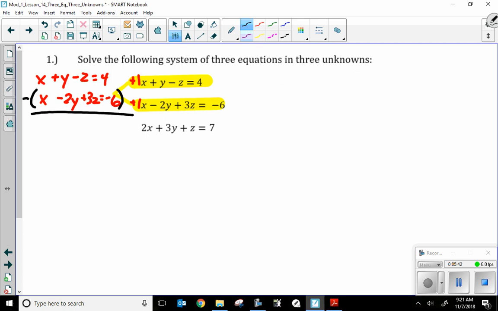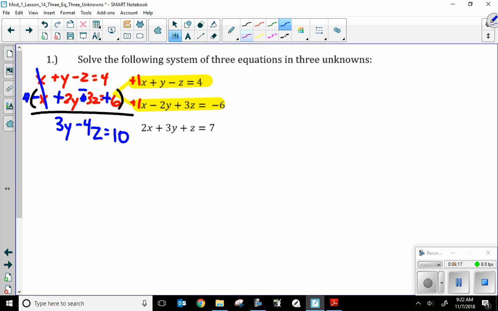Okay, so if I distribute my negative sign, this becomes negative, this becomes positive because I'm flipping all these signs. This becomes negative, and the 6 becomes positive. So now I can combine my like terms. My x's go bye-bye. Boom, that's exactly what I wanted. I now have 1y plus 2y, 3y. Minus 1z and minus 3z is minus 4z equals 4 plus 6 is 10.